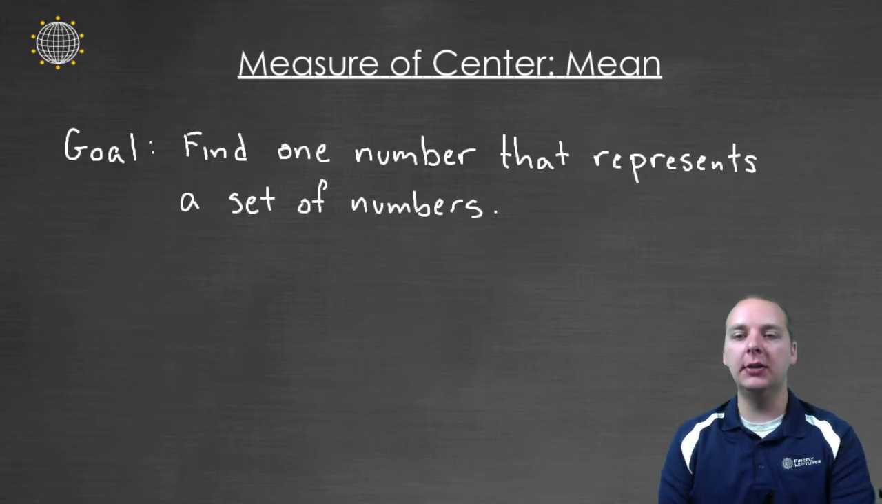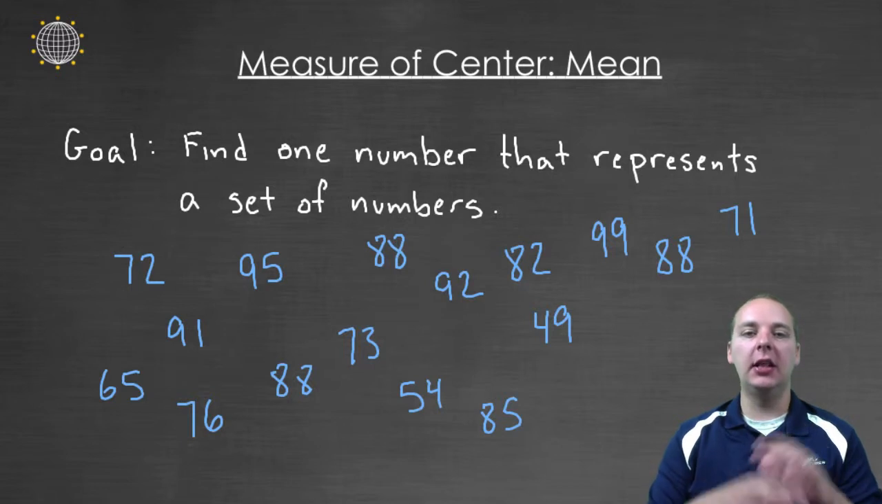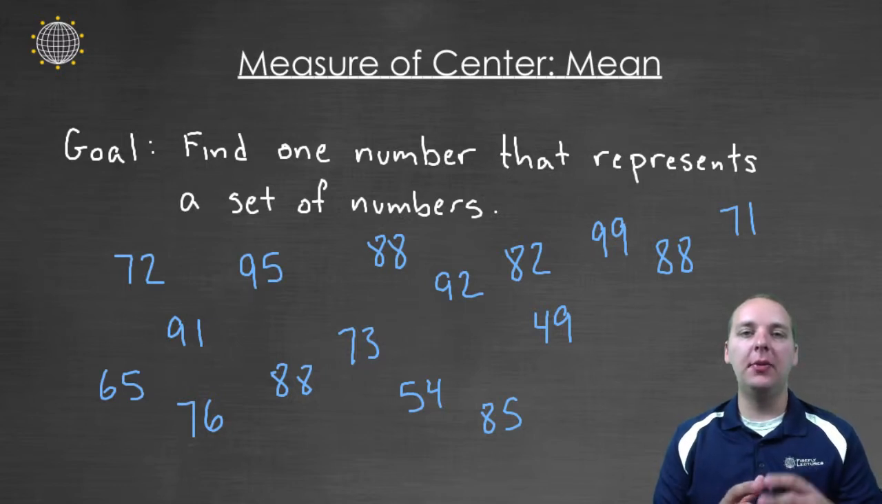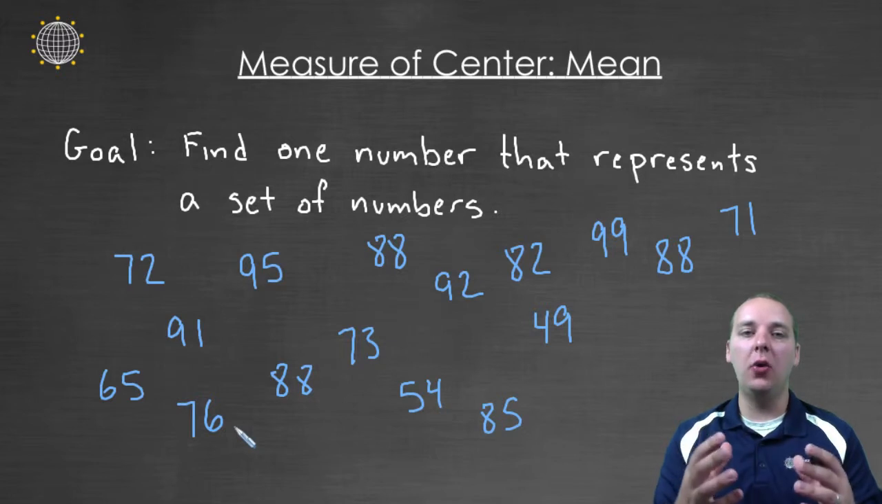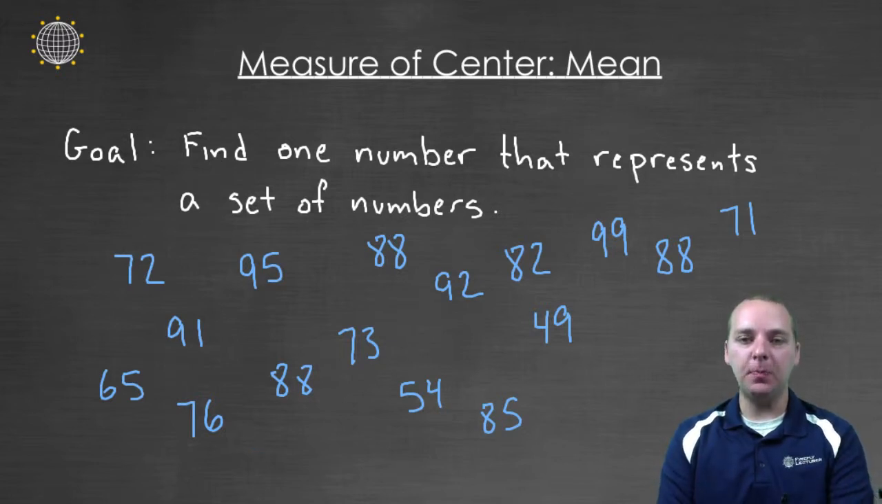So here's what it looks like. Let's say you have just a lot of different data points. Let's say these are maybe test grades from the last test that we took in our algebra class, and these are all the different students' grades. Well, when you look at all these different numbers, this is just a big mess of numbers. But if I wanted to find one number that represented how the class did as a whole, this is finding a measure of center for the class.